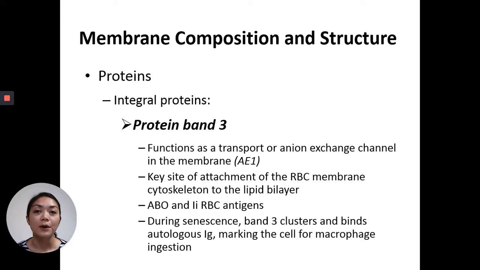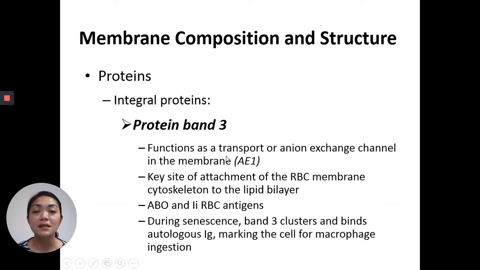extravascular, okay, or macrophage mediated. So when your red blood cells are near the aging process, senescent na siya, band 3 will aggregate with each other, forming again your senescent antigen that will attract an antibody, immunoglobulin, and will mark it for macrophage ingestion. Okay, so ma-hemolyze na siya.